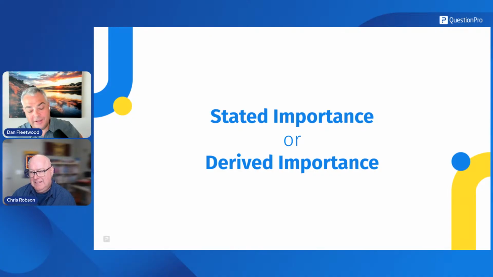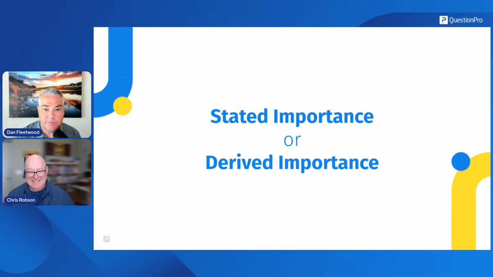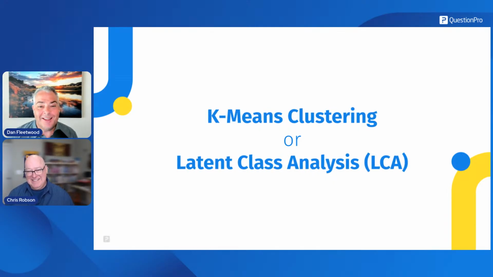Awesome. So derived importance wins. So we have conjoint, we have MaxDiff, and then derived importance. All right. So next up we have k-means clustering. Let me back up, we skipped one. Oh, no, I guess not. Okay, anyway, we have k-means clustering or latent class analysis.